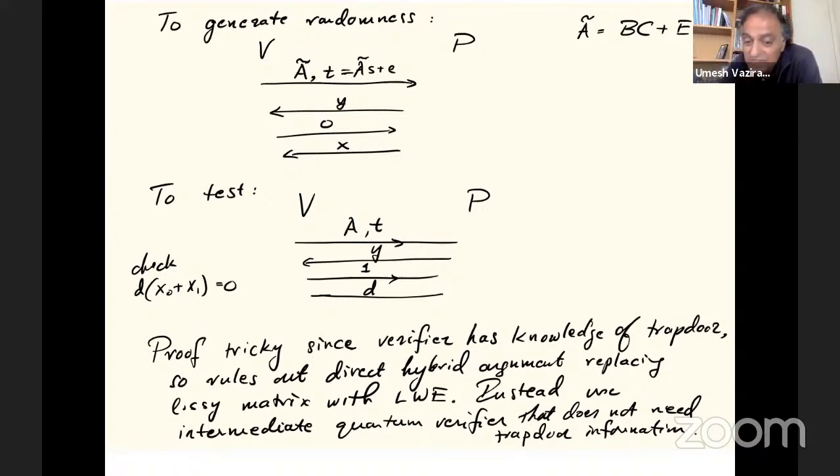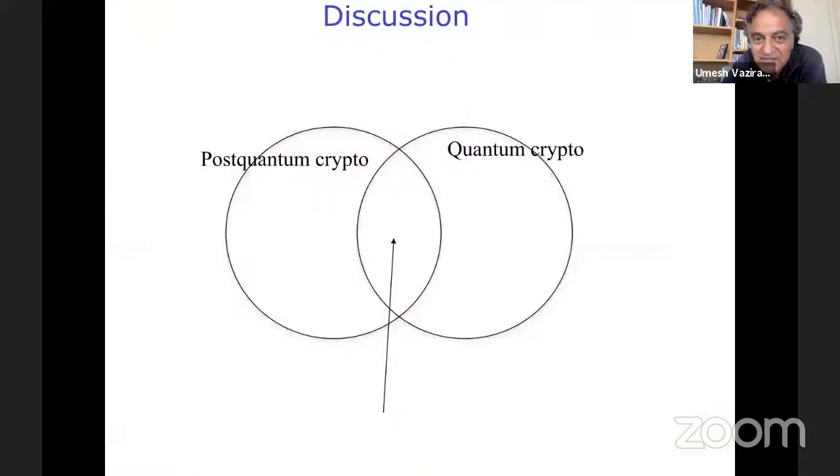One has to work around this by inventing a quantum verifier, a mythical quantum verifier, who actually doesn't need trapdoor information to actually check this Hadamard test. And then one passes through this quantum verifier, through the hybrid argument, and then to the classical verifier. And so that's as much as I should say about this particular result.